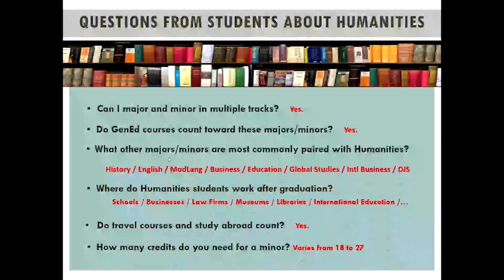Where do our humanities students work after they graduate? Well, the short answer is pretty much wherever they want. Some end up working in business. Some become teachers. They work in schools. Some go to law school. Some work in museums, libraries. Many go overseas and are involved in international education. I mentioned study abroad trips earlier. We do a number of those. Obviously, right now, everything is out of whack with that because of things beyond anybody's control. But those will be returning, and they will count towards your humanities major and minor.